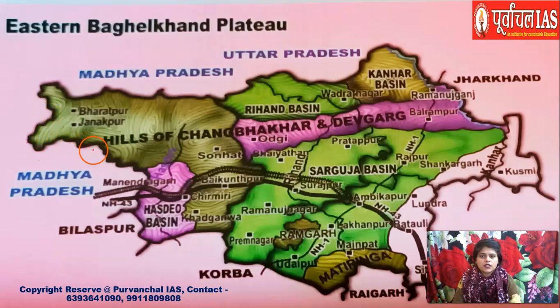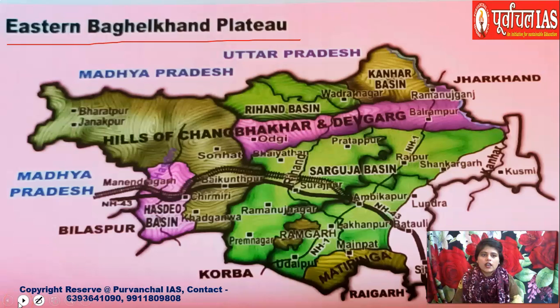So you can see it is a good percentage of area that it is covering. And as far as the soils are concerned, the place has red yellow soil, which is known as Matasi in the Chhattisgarhi local name, and which is good for cultivation of sugarcane and paddy, etc. So this is all about the Chhattisgarh's first physical division, that is the Eastern Baghelkhand Plateau.